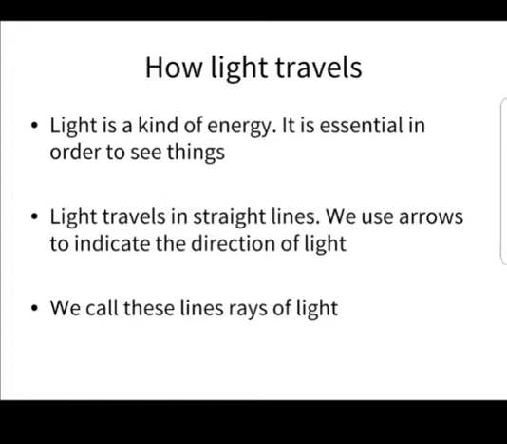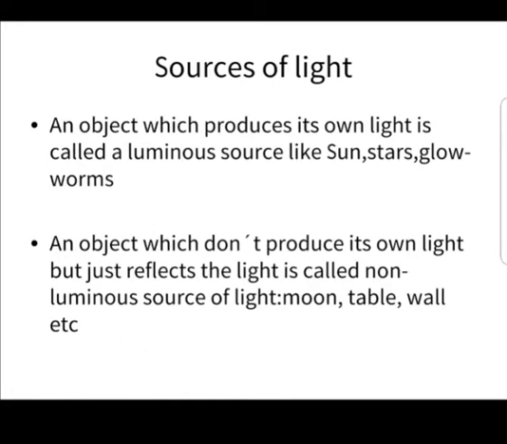How light travels. Well, we know that light is a kind of energy and it is essential in order to see things. Because if we need to see an object, we need a source of light, and the light strikes the object, and then this light enters into our eyes. In this form, we see the object. Light travels in straight lines, and we use arrows to indicate the direction of light. We call these lines rays of light.